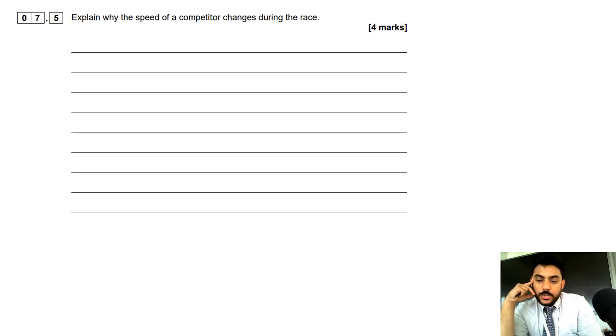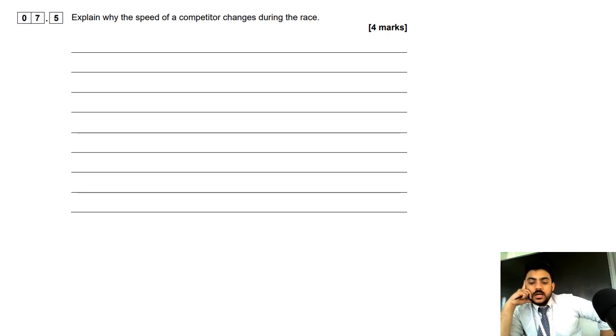I'll read the mark scheme out for you. It says competitors accelerate at the start. So they never start off at the same speed. They accelerate at the beginning. So what's the effect on the speed? Speed increases, obviously. So at the beginning they speed up. The road's not flat, so the speed increases going downhill and decreases going uphill. Okay. When they go around a bend, their speed decreases, but they could also accelerate around the bend.